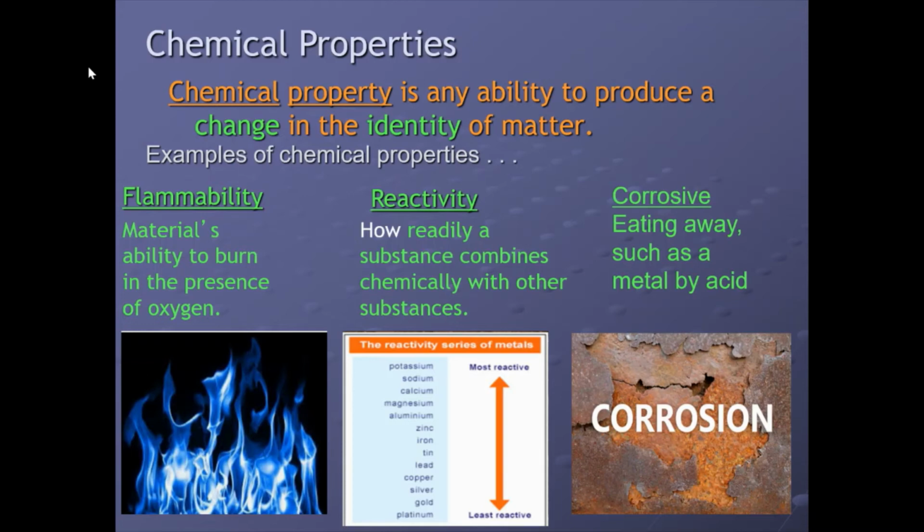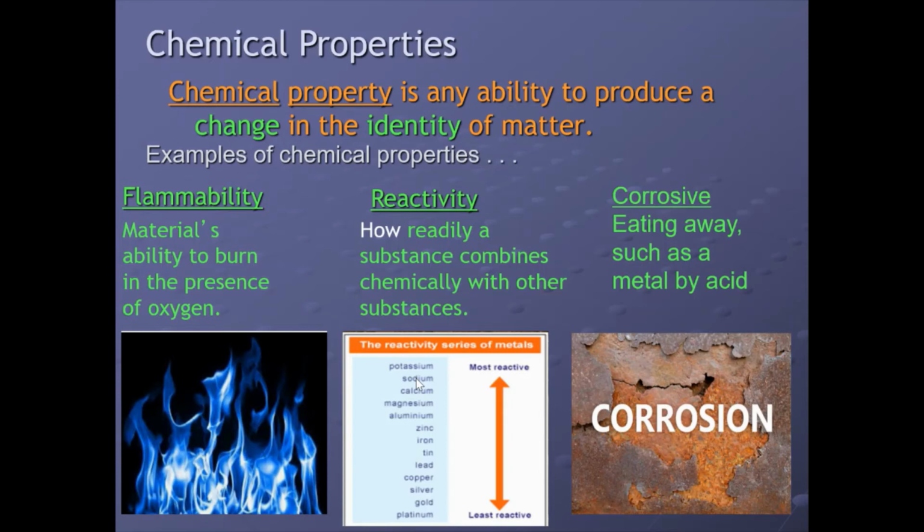And so some examples of chemical properties include flammability, right? The material's ability to burn in the presence of oxygen. That is a chemical property. Reactivity is just how readily a substance combines chemically with other substances. And this I showed you earlier when we were talking about reactivity, and I showed that image of sodium being dropped into water and it goes up in flames, right? Like a little mini explosion. So here you actually see sodium as the second of the most reactive substances on this list. Everything in here is ranked in order from most reactive to least reactive. And again, reactivity is a chemical property.